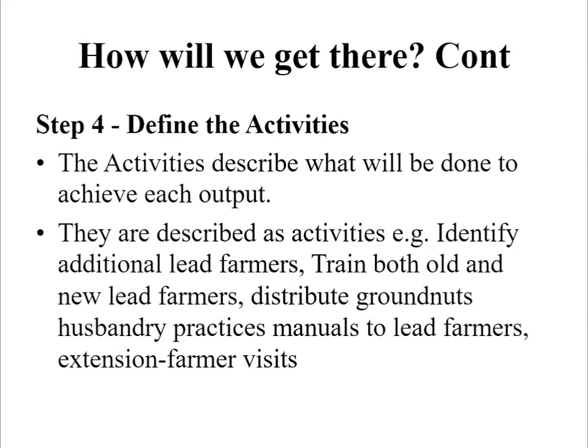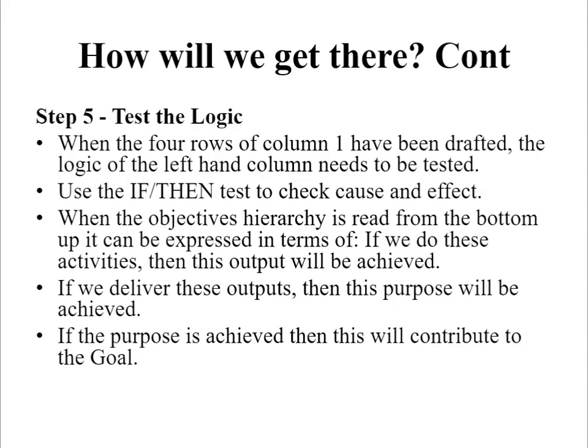services. The task in step four is to define the activities. The activities describe what will be done to achieve each output described in step number three. An example can be train both old and new lead farmers, and another one can be distribute groundnut husbandry practices manuals to lead farmers. Step number five is to test the logic.